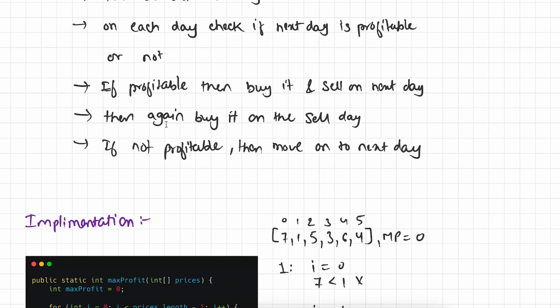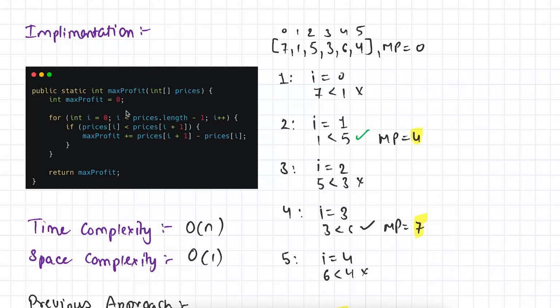Now let's see the implementation of this basic approach. So here we have this function maximum profit, and this function takes a prices array. We are initializing a variable maximum profit to 0, and then we are simply running a loop from 0 to less than prices.length minus 1. Why prices.length minus 1? Because we only want to check till the 4th day, right? Because even if we go to the 5th day, we cannot buy it, because if we buy it, we cannot sell it, as there is no upcoming day after the last day.